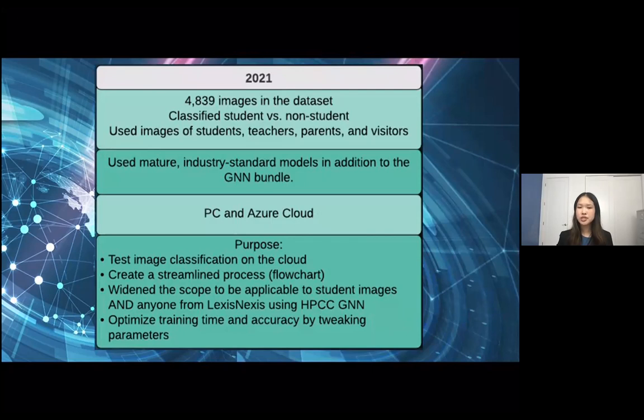So I used industry standard models in addition to the GNN bundle version 2. And I tested these models on my PC and on Azure. The general purpose was to test the cloud and tweak parameters to optimize the model's capabilities.